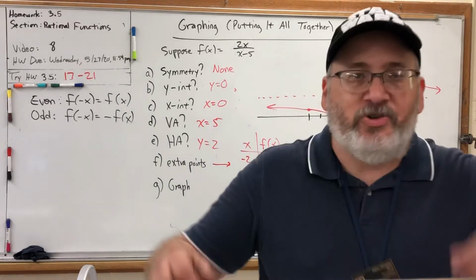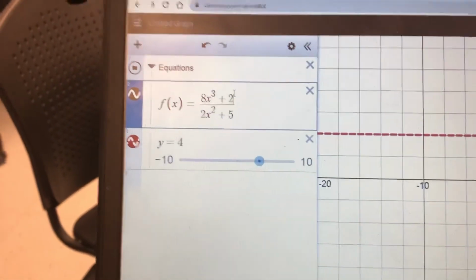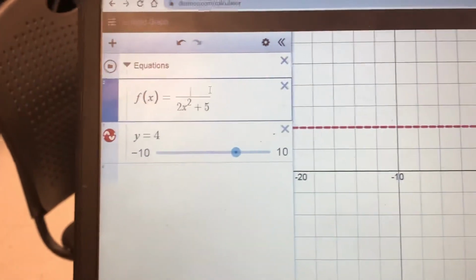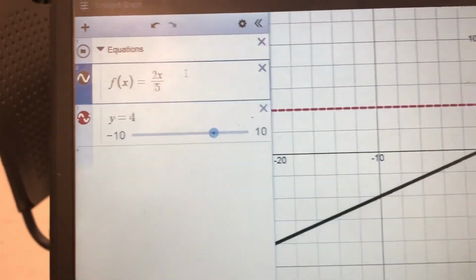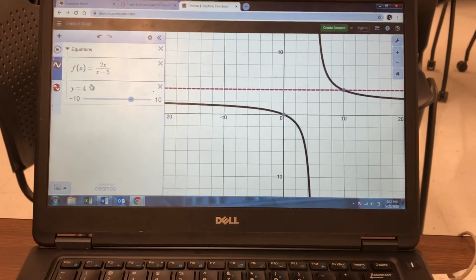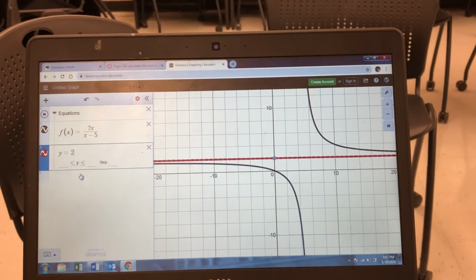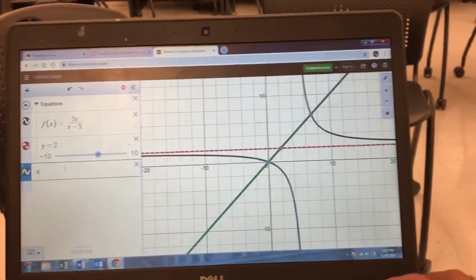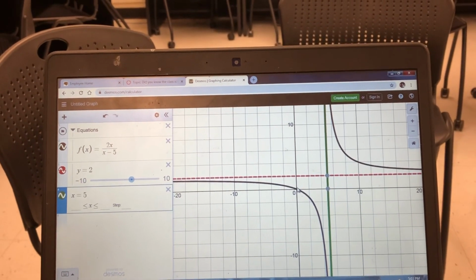Just for kicks and giggles, let's check out Desmos. Okay. So let's get rid of this. Well, let's just clean it up. The top was just 2x, so let's make that 2x. And the bottom was x minus 5. So x minus 5. And our graph looked like that. We said the horizontal asymptote was at y equals 2. So let's draw that. Yep. And we said the vertical asymptote was at x equals 5. That looks good. We could also check that we have an intercept here.